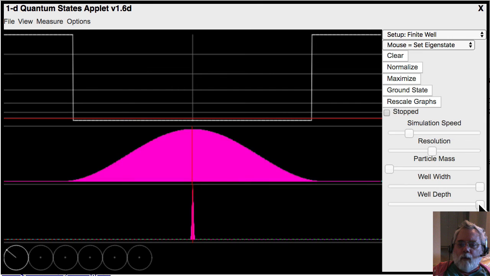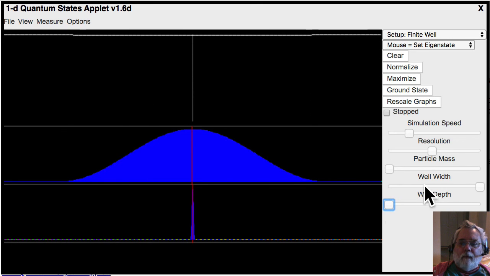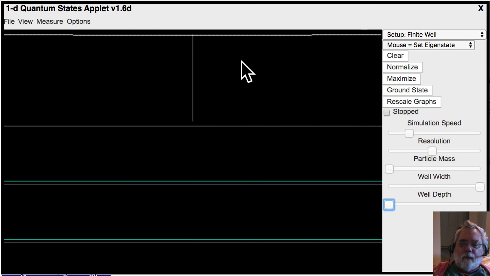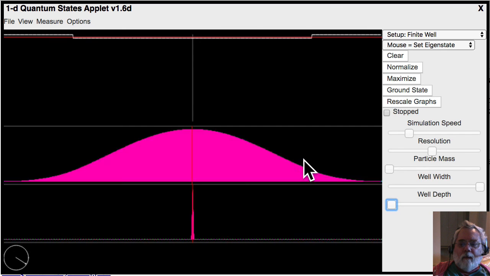Now let's reduce the well depth. Can't really see it very much anymore, but I broke the simulation. It turns out in one dimension, no matter how small the depth of the well, there always is still a bound state. That need not be true in 2 dimensions and 3 dimensions, but in 1 dimension it is.